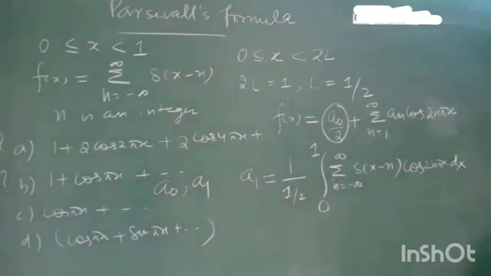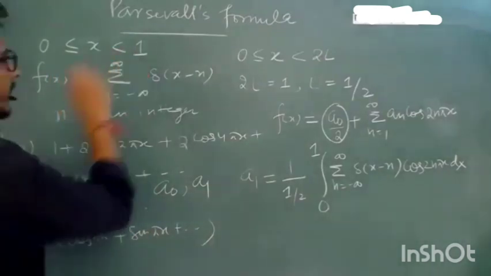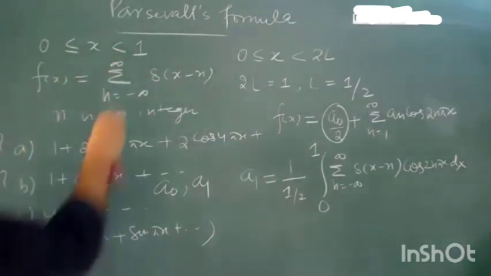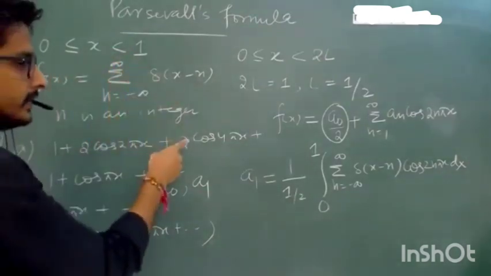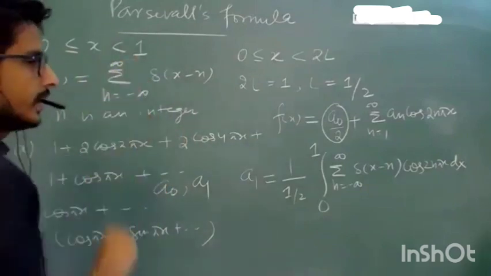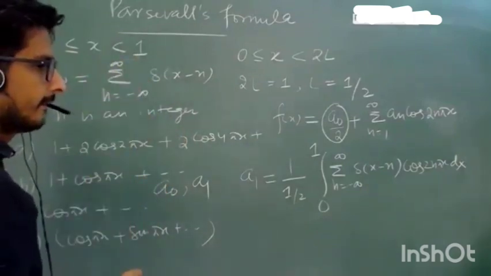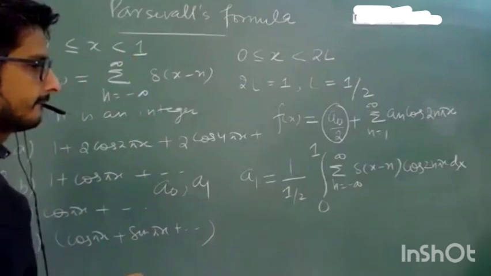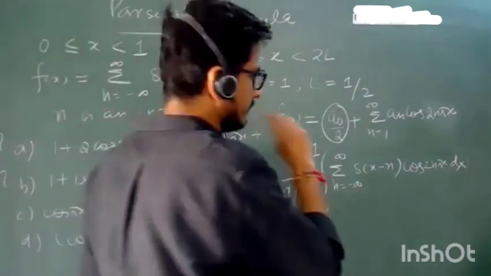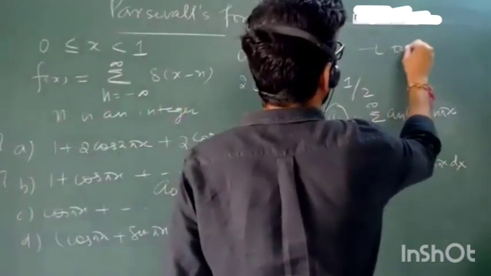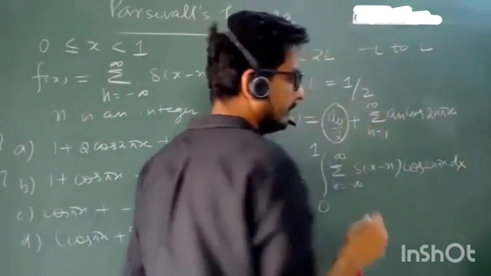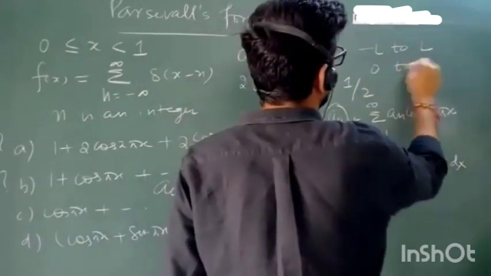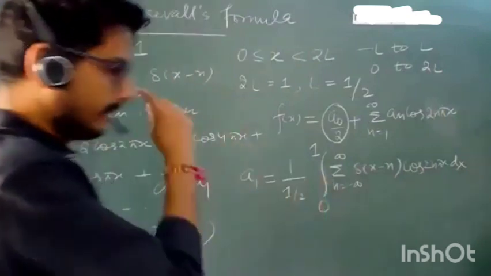सर लिमिट 0 to 1 क्यों ले रहे हैं? क्योंकि 0 to 1 given है. बट L तो 1 by 2 है ना. तो L 1 by 2 है. तो अगर तुम फुल सीरीज लिखोगे, if you are writing the full series, then it will become 0 to 2L, ना? What is full series? It is minus L to L or 0 to 2L. So this question can be done in two different ways.